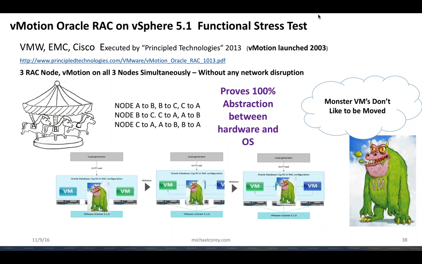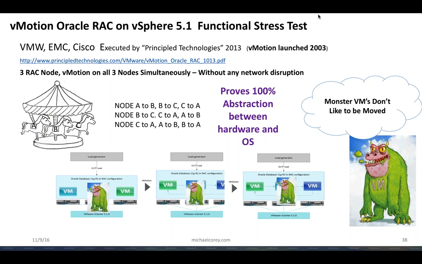Now, what I really like about this test is that it was done in 2013, where basically they took an Oracle RAC database, and for those of you that aren't familiar, Oracle RAC is active-active. So node A, node B, and node C, all updating the database at the same time. So every one of the nodes is a reader, and every one of the nodes is a writer.